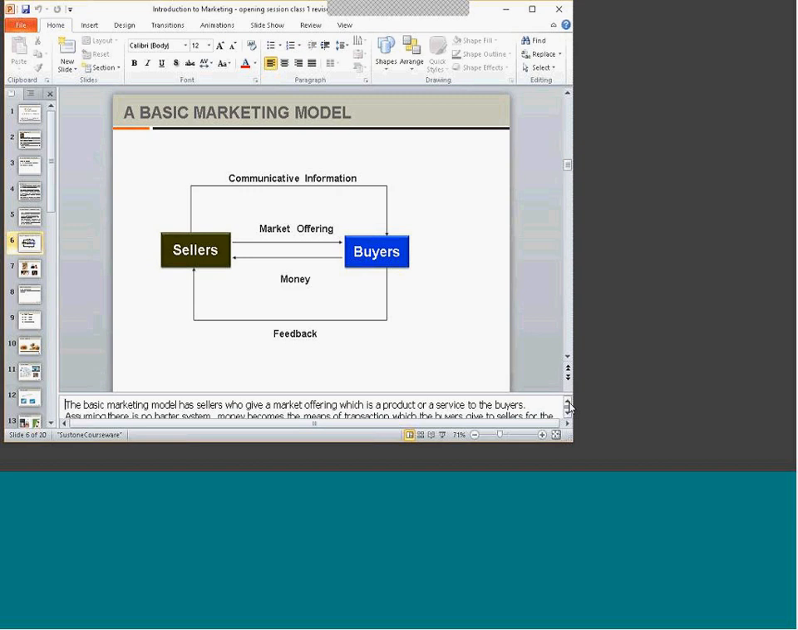So in a very, very simple format, a basic marketing model needs to have sellers and buyers. There is something that the seller has which the buyer wants, which is the market offering. And assuming that we are not working in the age of barter systems, the offering will be compensated by the buyer with money or currency. We want to communicate to the buyer, making them aware of whatever products or services we have. That we can say is communicative information.